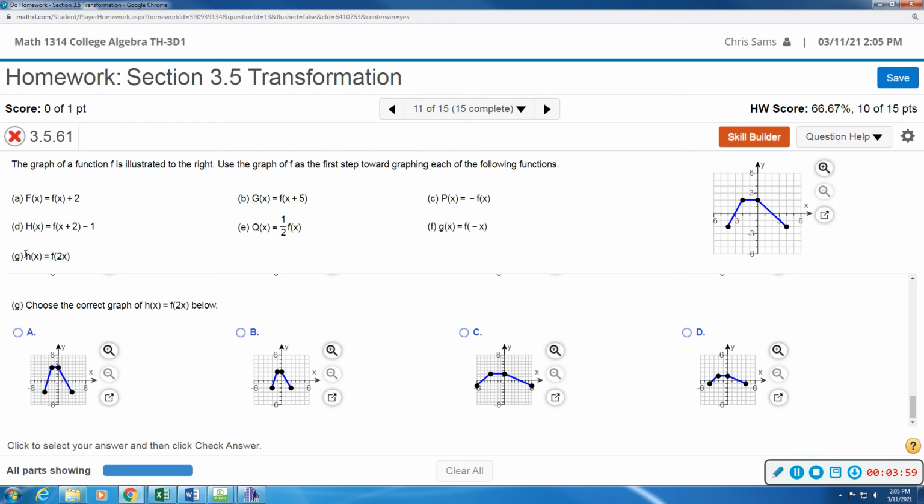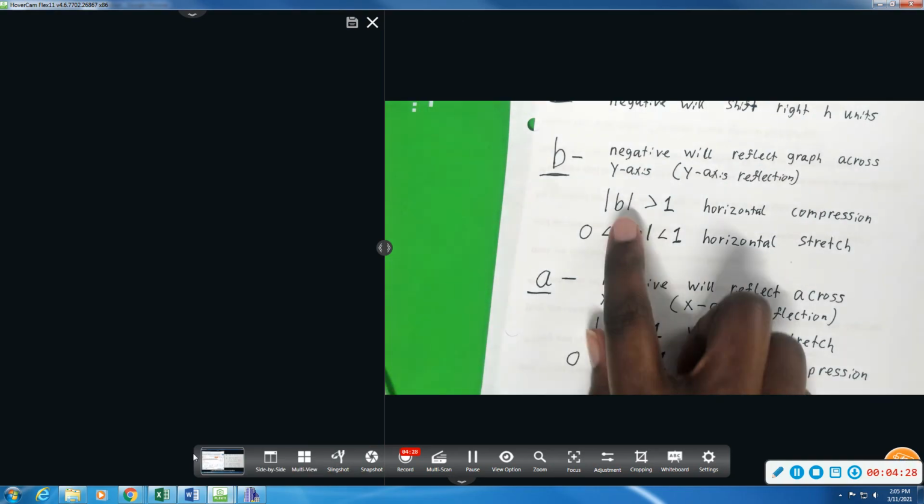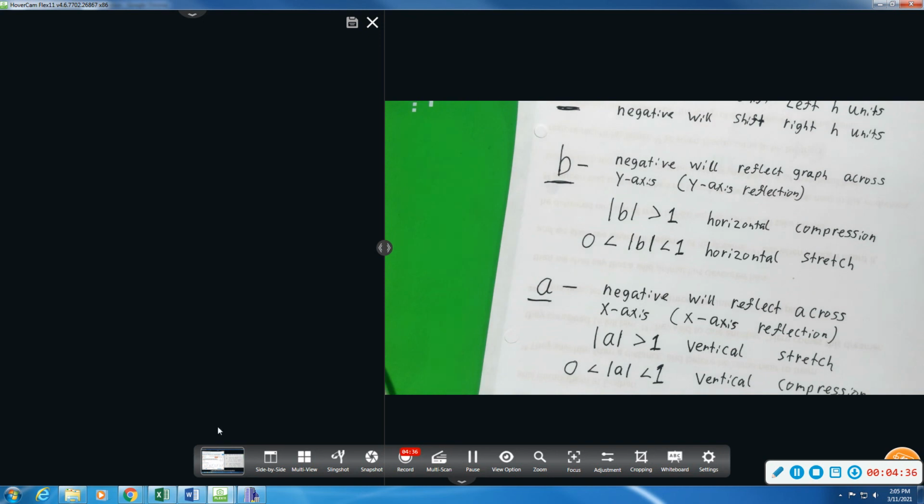And then H. Okay, so this is a little bit different. You got to be careful with this one here. But inside, this is a compression in the horizontal direction. So we're taking our graph and compressing it horizontally. And again, you can get that from here when we're looking at the B value inside. It's bigger than 1, so horizontal compression. So it's taking our graph and squeezing it in, again like an accordion.